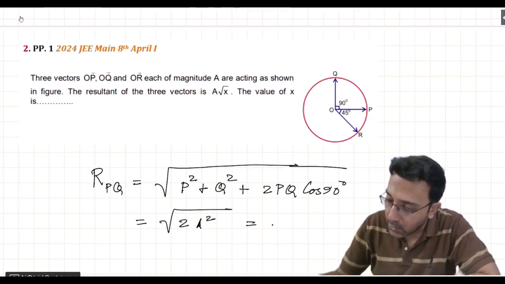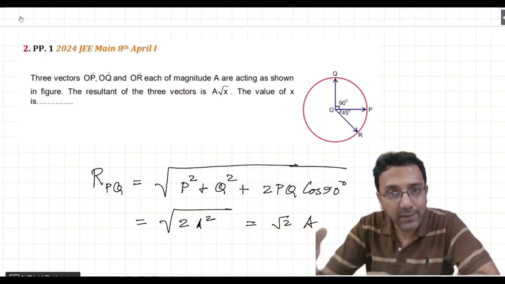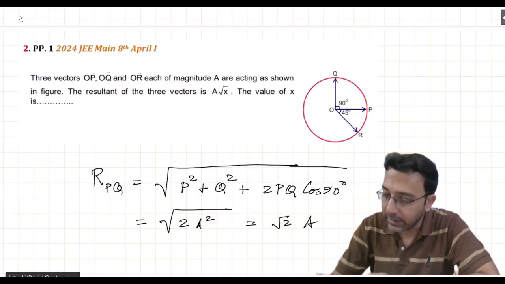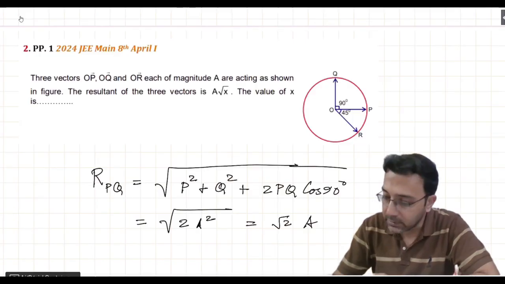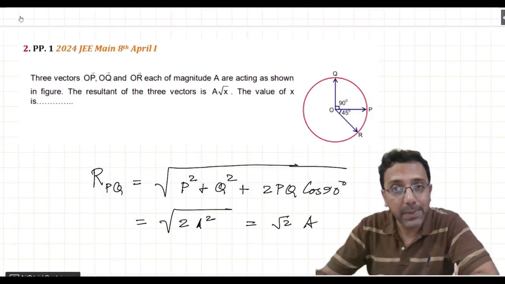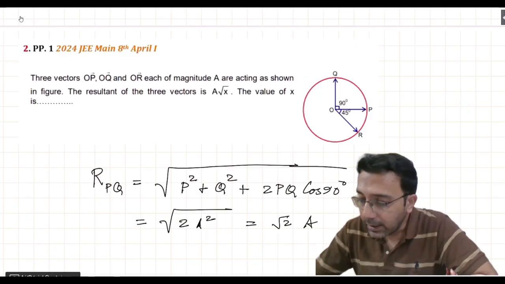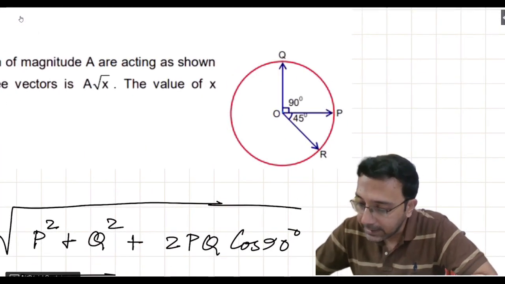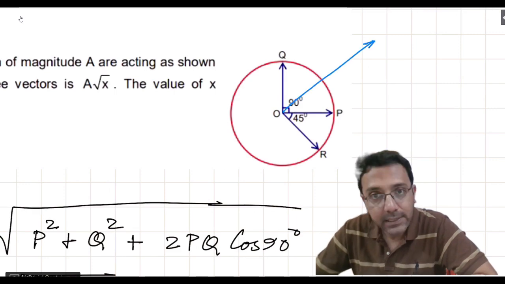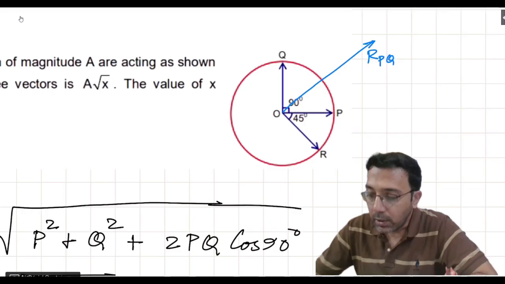So this becomes root 2A, because all the vectors have equal magnitude, that is A. That is why I am writing A in place of P, A in place of Q, like that. So the vector RPQ, that is the resultant of the vectors P and Q, will be heading in which direction? If I see here, will it not be heading in this direction? So that direction is the resultant of PQ.